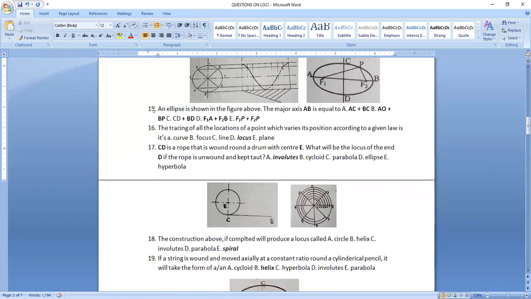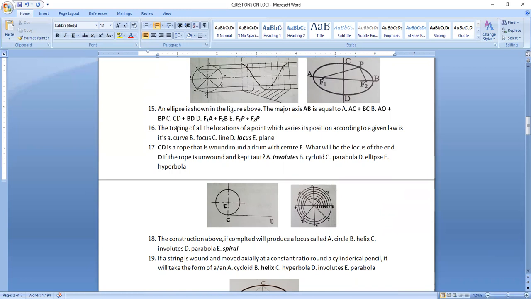So we move to question 15 that says an ellipse is shown in the figure above. The major axis AB will be equal to F1P plus F2P. So option E is the answer, F1P plus F2P. We have answered questions like that in the past.